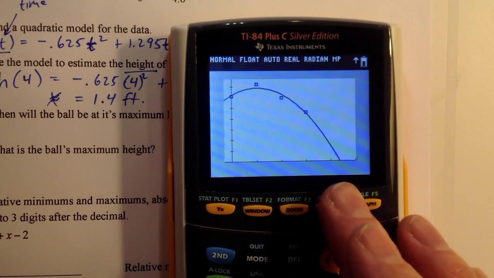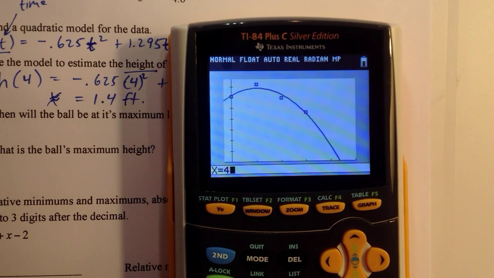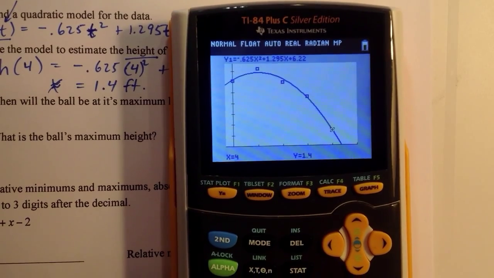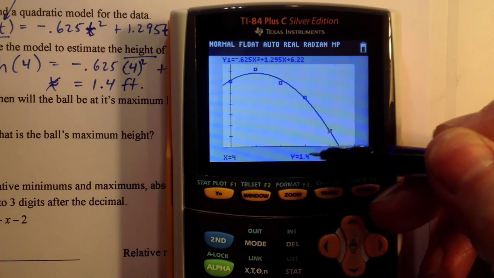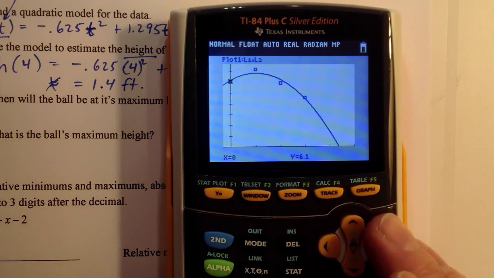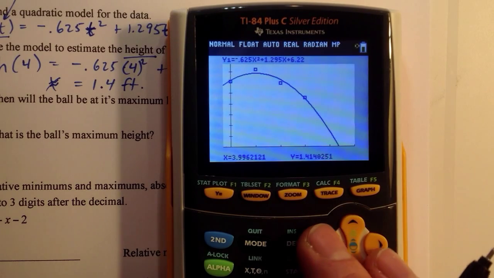And then we can see a little bit better. And if we go second calculate, we can calculate the value of this function when x is equal to 4. So we can see that the cursor is now blinking down there at the height of 1.4. So when x is equal to 4, the height is 1.4. In fact, if you trace this, we're actually going to trace the y1. So you can see what happens here if we go back.